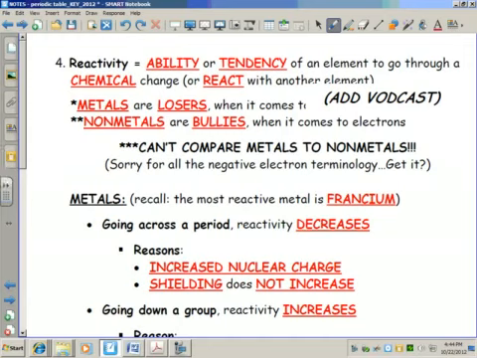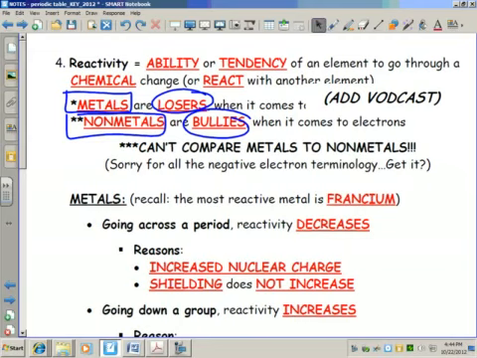This one, for my money, tends to be the toughest. And that's because you have to break up the periodic table into its 2 types of elements again, the metals and nonmetals, and you can't compare them to one another at all. This is the tendency to react with other elements. Well, here's the deal. Metals, we said, are losers when it comes to electrons, and the nonmetals are bullies. Metals are trying to get rid of their electrons. Nonmetals are trying to take other elements' electrons.